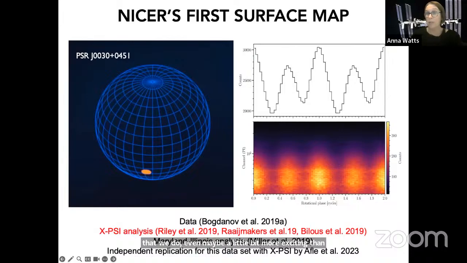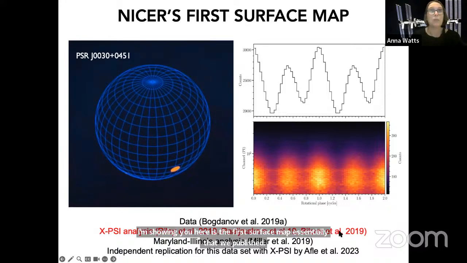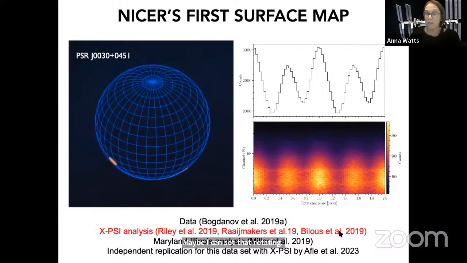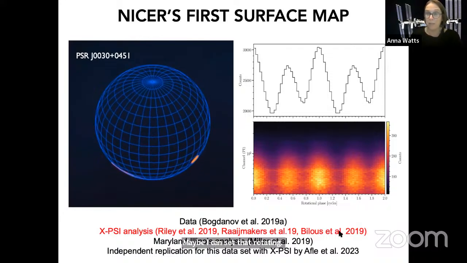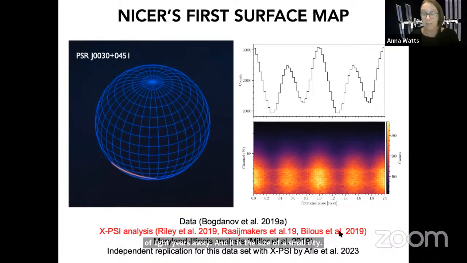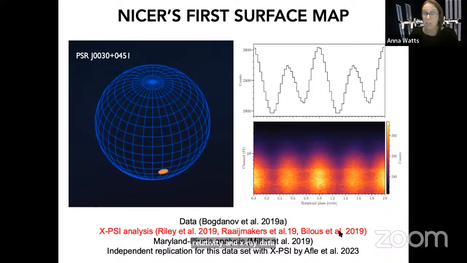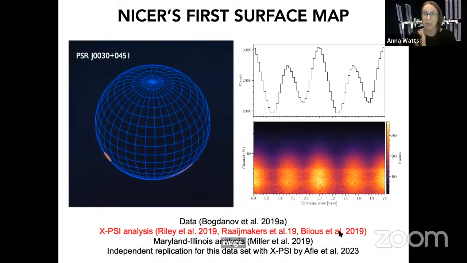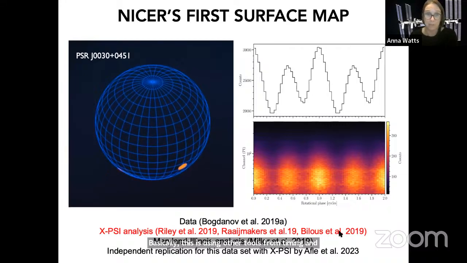What I'm showing you here is the first surface map, essentially, that we published. So this is our first surface map. Maybe I can set that rotating. This is for a star that is thousands of light years away, and it is the size of a small city. And we are in principle able to use relativity and X-ray data to make a map of the hotspots on it. And this is not an image. Basically, this is using other tools from timing and spectral analysis. And it kind of blows my mind that we're able to do this.